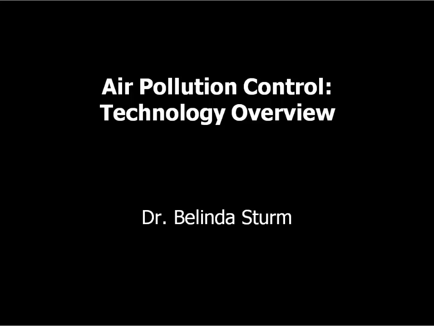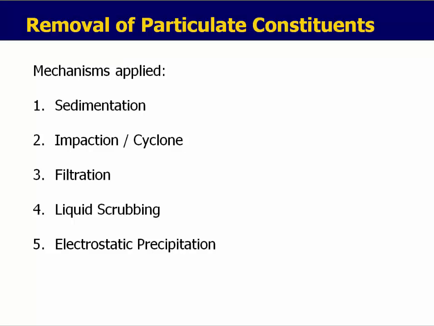In this module, I'll be discussing how air pollution control devices are designed. There are 5 mechanisms that can be applied to remove particulates from a gas phase: sedimentation, impaction, which is commonly known as a cyclone, filtration, liquid scrubbing, which uses a Venturi valve, and electrostatic precipitation. We'll cover each of these briefly.